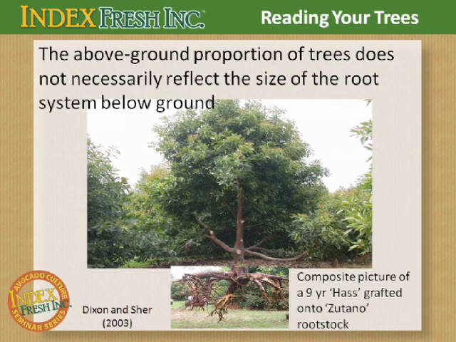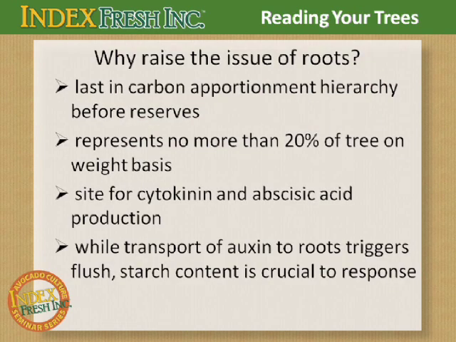And so we said the above ground portion of trees does not necessarily reflect the size and root system. So what did we take from this? Well, we know that when it comes to carbon apportionment, it's always existing fruit, seed and flush, then it's leaves, then it's shoots, then it's branches and framework, then only its roots, and finally it is into reserves. So it's last in the carbon apportionment hierarchy before the reserves. Okay. That's the first thing.